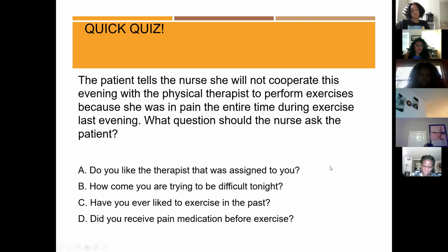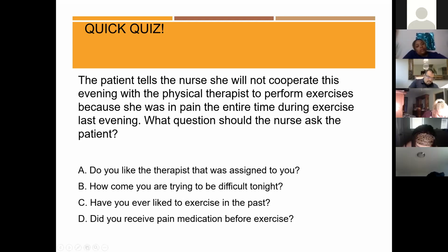Did you receive pain medicine before exercise? Why would we ask that question? Because if she's saying she's in pain, then 9 times out of 10, she didn't receive any medication beforehand. Absolutely. So that's pretty important, guys. If you've got your patient and you want to get them up out of bed, have them exercise, ambulate, anything, make sure you medicate them first, okay? Because you don't want to make their pain worse, because it's going to be harder to get their pain under control. And then absolutely, she's not going to want to do anything.